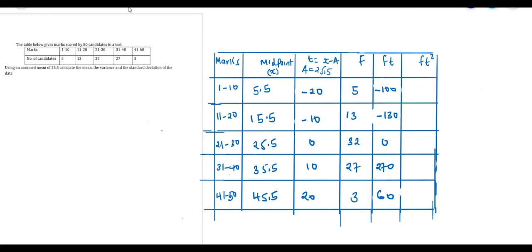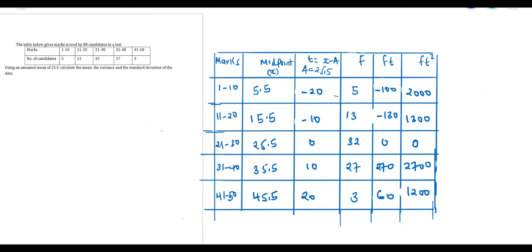Now we proceed to the last column. The last column is ft squared, which means we square t first and then multiply by the frequency. So the first value of t is negative 20. If you square negative 20, that's 400 times 5, that's 2000. If you square negative 10, that's 100 times 13, that's 1300. If you square 0, that is 0 multiplied by 32, that is 0. If you square 10, that's 100 times 27, that is 2700. If you square 20, that's 400 times 3, that's 1200.